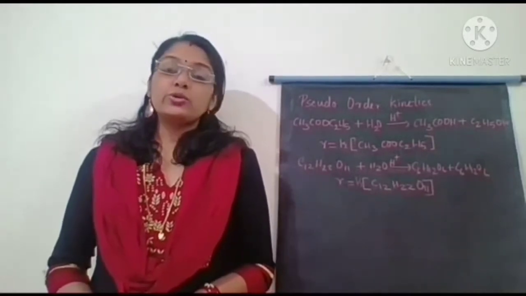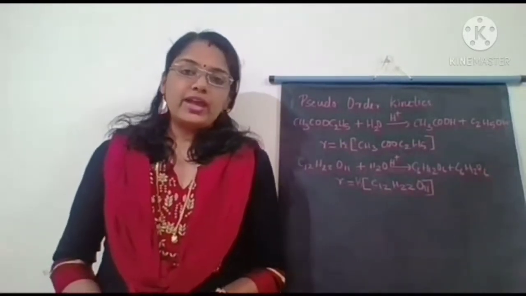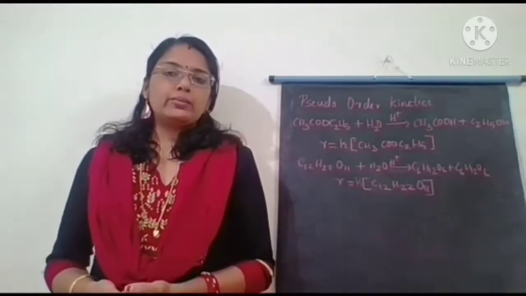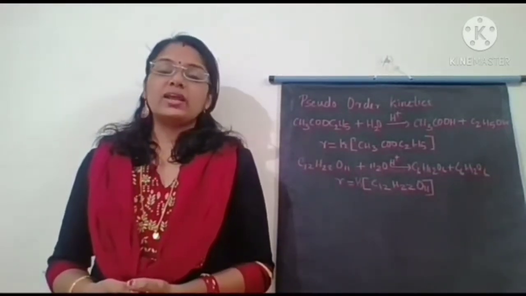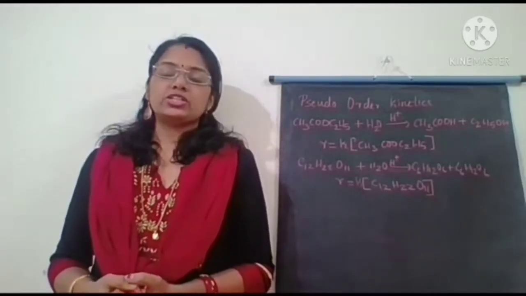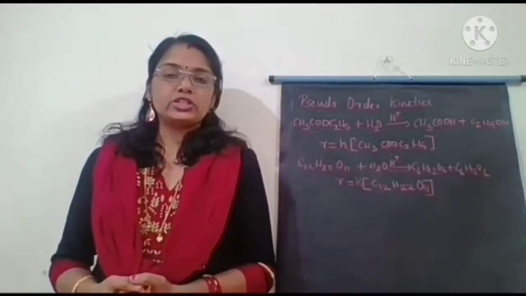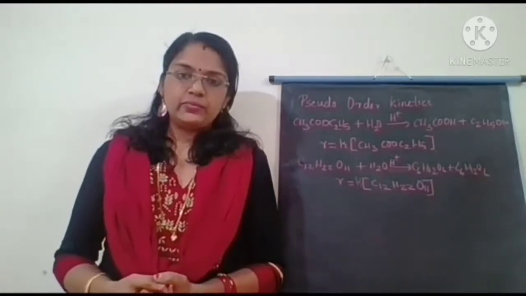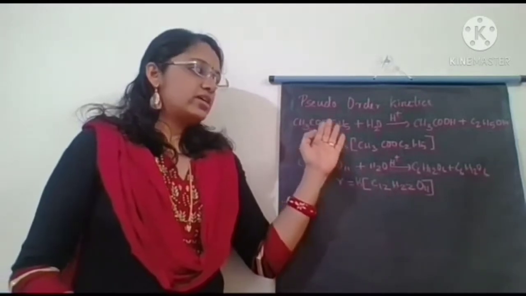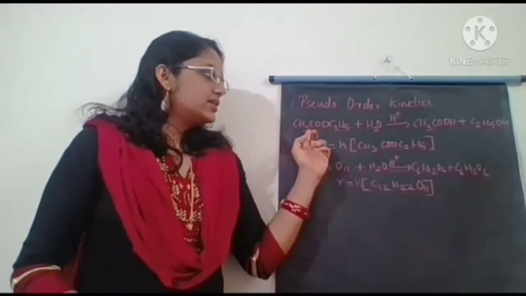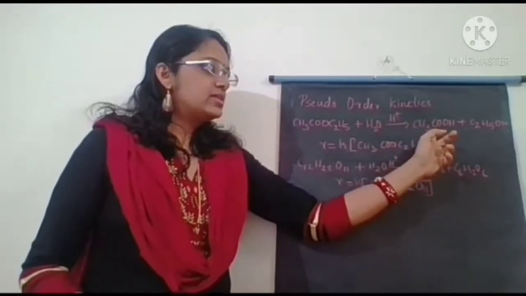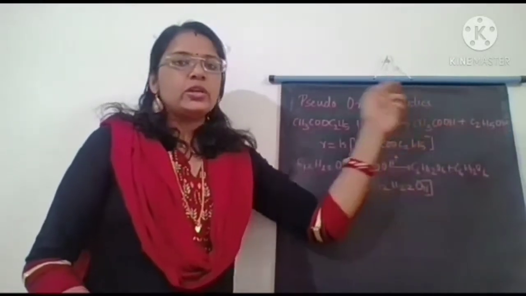Next, we can discuss pseudo-order kinetics, or pseudo-order reactions. These are reactions which appear to be of higher order, but actually follow a lower order kinetics. Such types of reactions are termed pseudo-order reactions or pseudo-order kinetics. Consider the example of the acid hydrolysis of ester. Here we have taken ethyl acetate. On adding water in acid medium, it gives acetic acid as well as ethanol.